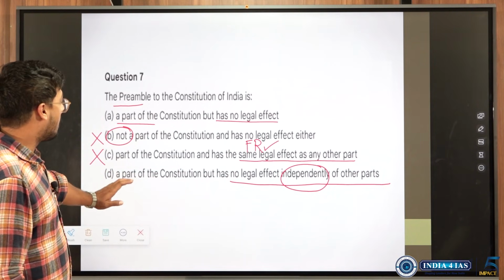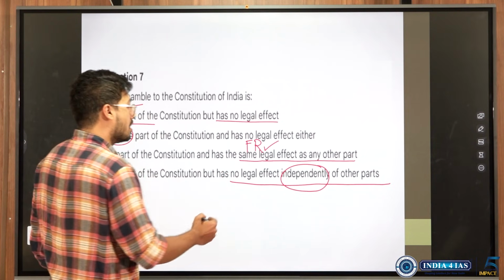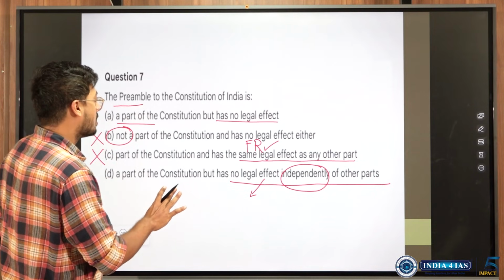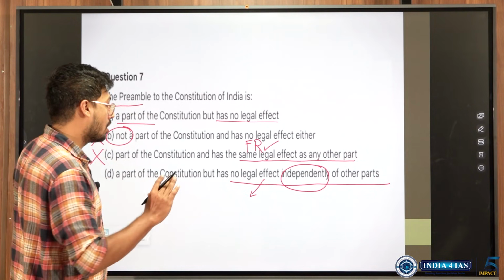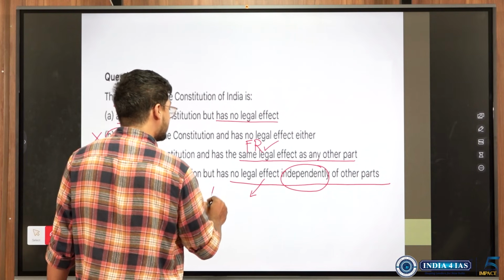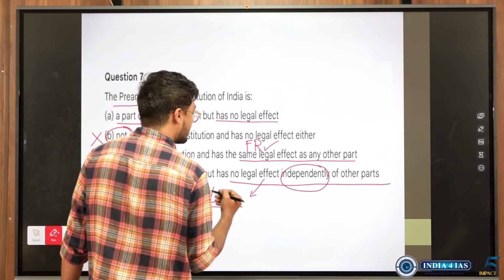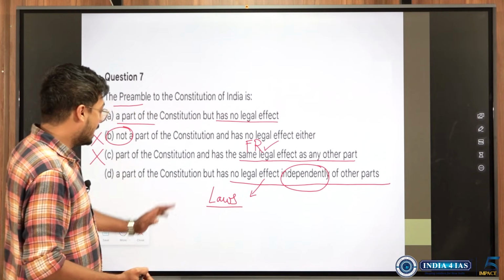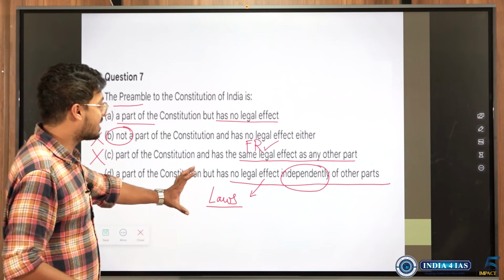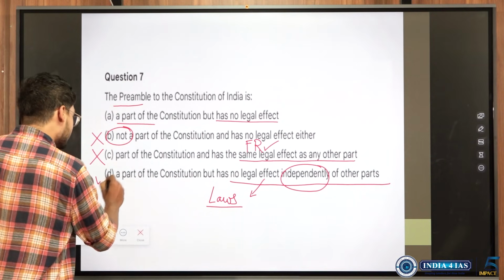But look at this, a part of the Constitution that has no legal effect independently. It is telling that preamble could have legal effect, but independently does not have the legal effect. In the sense, if we want to fulfill or make the provisions of the preamble justiciable, then we need law. Independently, preamble without the law cannot be made justiciable. This is a more comprehensive capture of the picture of preamble. So this is the answer.